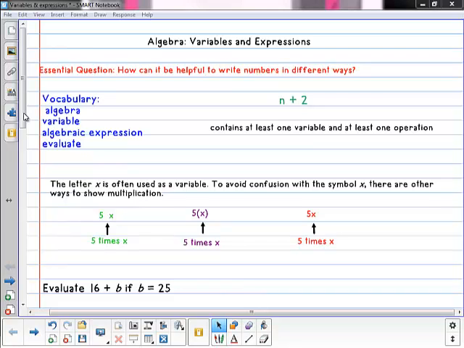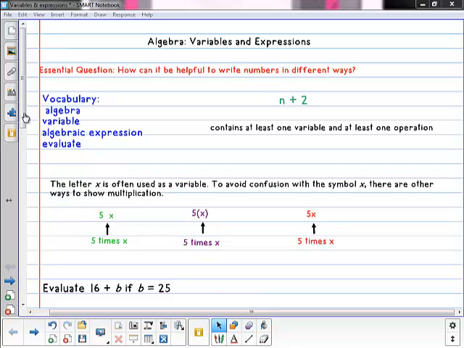In this lesson, we're going to be looking at algebra using variables and expressions. So, our essential question: how can it be helpful to write numbers in different ways? The vocabulary for this lesson is algebra, variable, algebraic expression, and evaluate. As you listen through this, I may say the definitions to those vocabulary concepts. If not, we will take a look at them in class.